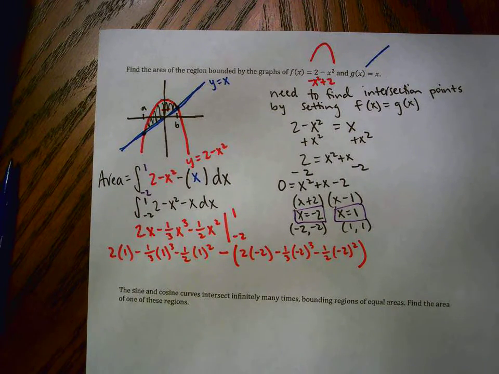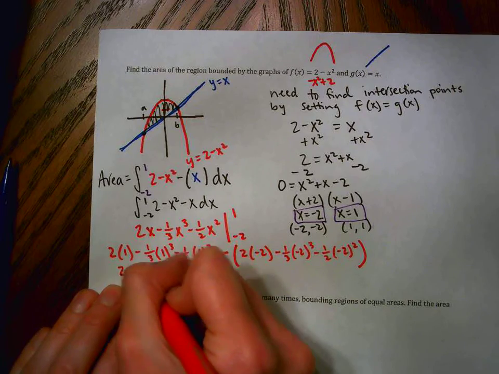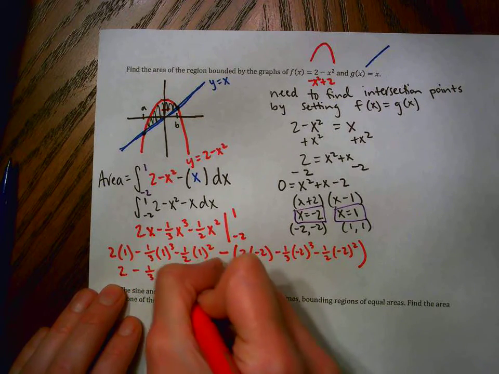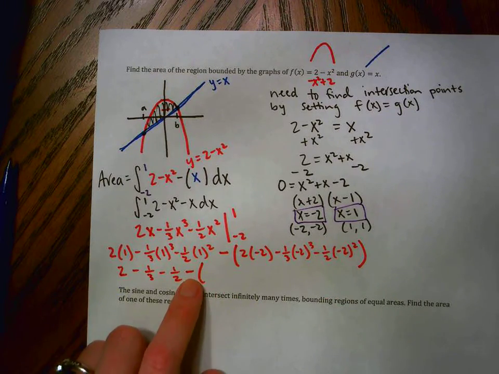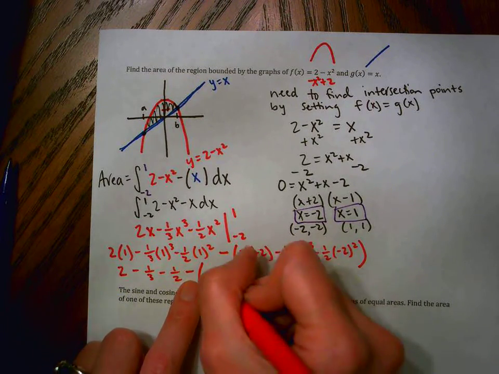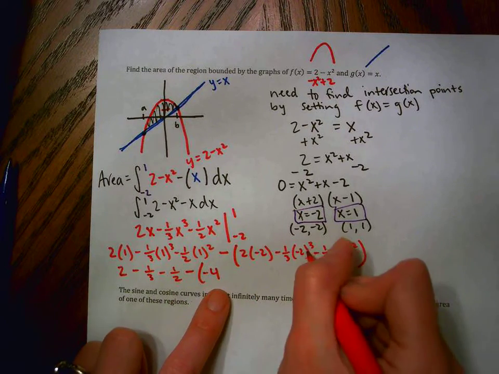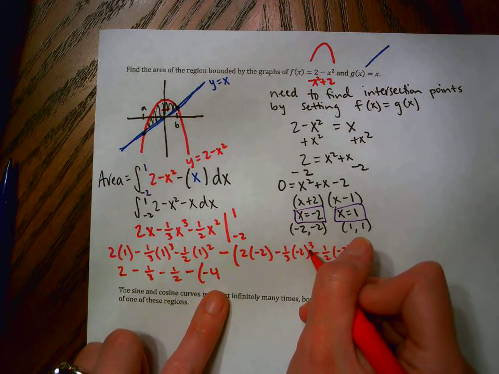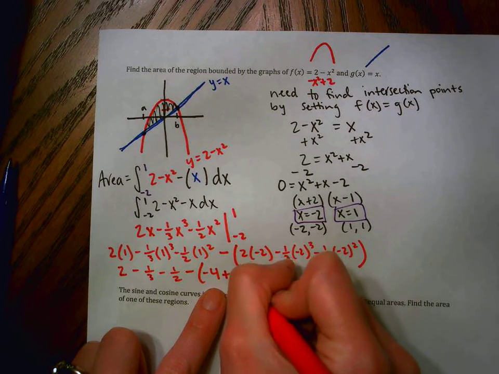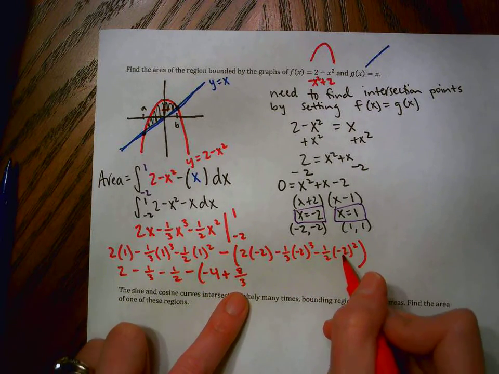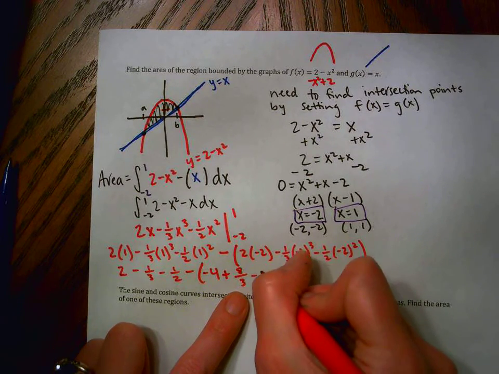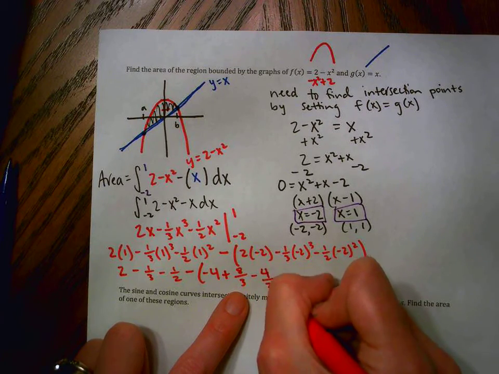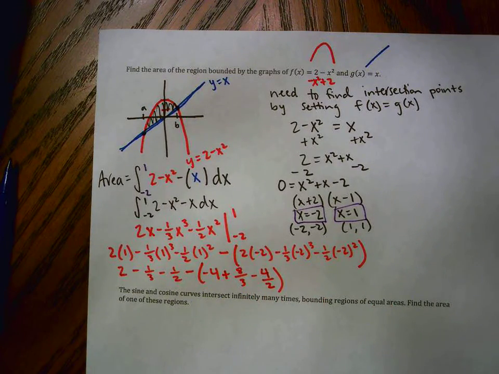Now we're going to clean this up. That would be 2 minus 1/3 minus 1/2. I'm going to go ahead and wait to distribute that minus sign, or you can do it now, it's up to you. 2 times -2 is -4. -2 cubed is -8, so that becomes a positive 8 over 3. And then -2 squared is positive 4, so that becomes minus 4 over 2, which you could simplify to 2 if you want, or wait, whatever makes more sense to you.